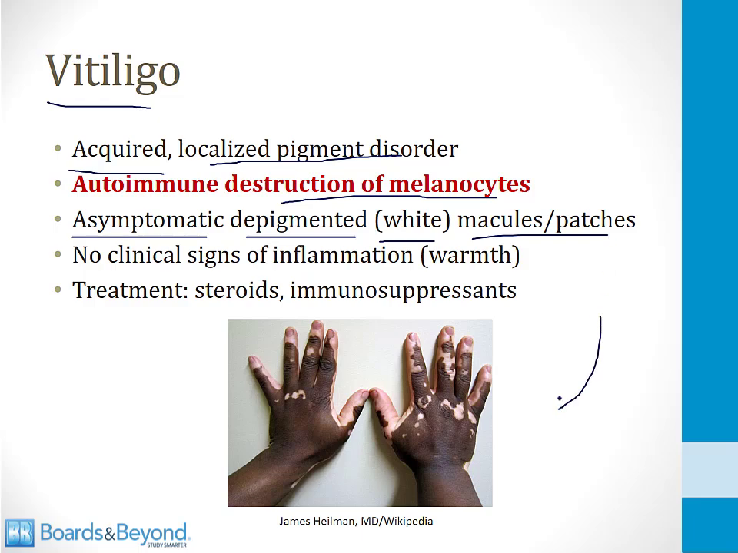This is a classic example shown on the screen here of a person who has these white spots on his or her fingertips. That's caused by vitiligo. There are no clinical signs of inflammation. Even though it's autoimmune, you don't see things like warmth and redness. And because it's autoimmune, it can be treated with immunosuppressant drugs like steroids and other immunosuppressants.